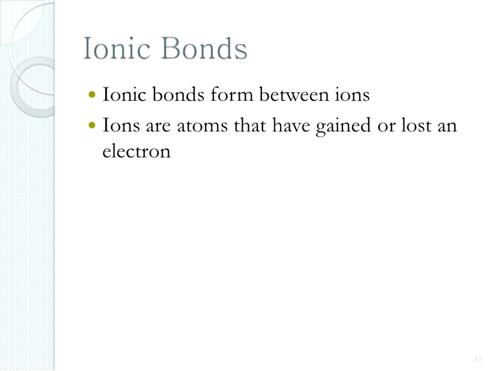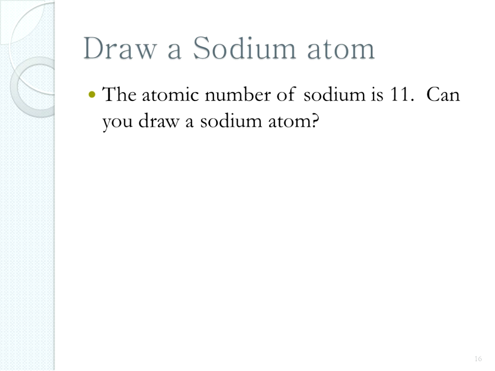So the first kind of bond that we're going to talk about is the ionic bond. And ionic bonds form between ions. So the first thing that we have to do is learn a little bit about ions. Ions are atoms that have gained or lost an electron.